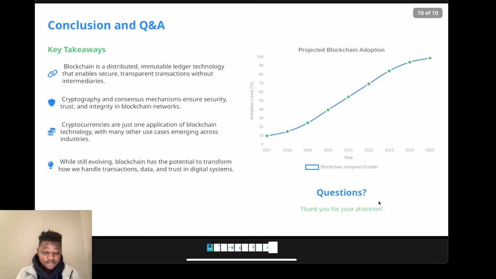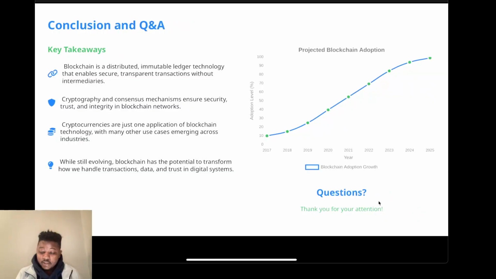Then conclusion or key takeaways. Projection of Bitcoin: you can all see that it has grown in price since 2017, or say since 2008. Blockchain is a distributed immutable ledger, like we explained. Cryptography, consensus mechanism, we have explained almost everything here, and it's self-explanatory.